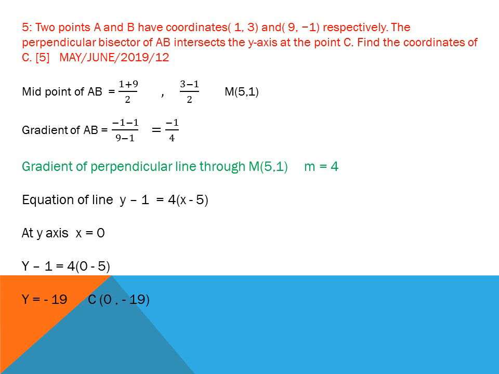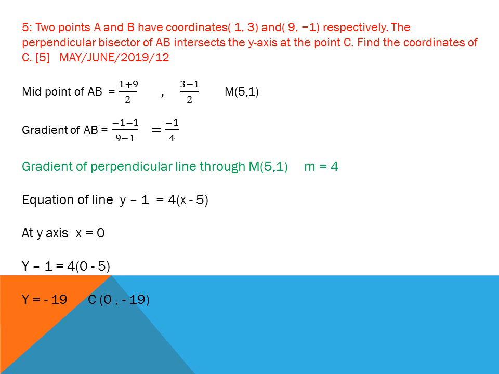So the line is y = m(x − 5) − 2. You know that at the y-axis x is equal to 0, and at the x-axis y is equal to 0. I put x = 0 here and find the value of y, which differs from the one I wrote earlier.